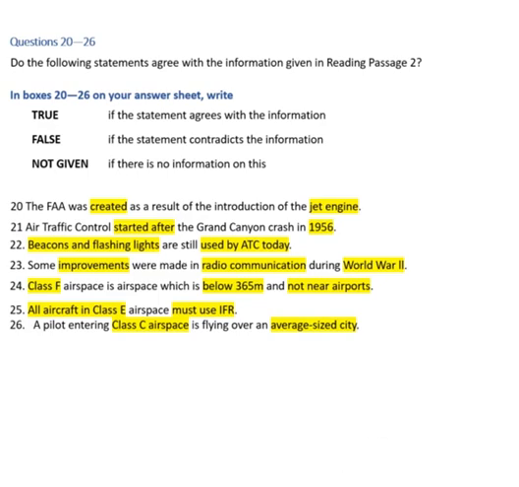It might be a synonym or other expressions that we're going to have for this particular word. The next one is jet engine. But just like I told you, first thing first, understand the whole sentence. The FAA was created as a result of the introduction of the jet engine.